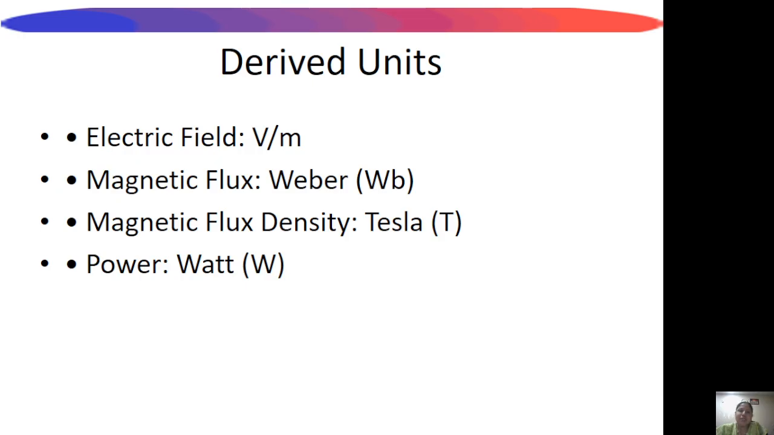Next, we see about the derived units in EMF. In electromagnetic theory, many physical quantities use derived units. Electric field intensity is measured in volts per meter. Magnetic flux is measured in Weber. Magnetic flux density is measured in Tesla. Power is measured in watts. These derived units are obtained from fundamental SI units. They help in representing electromagnetic quantities clearly.